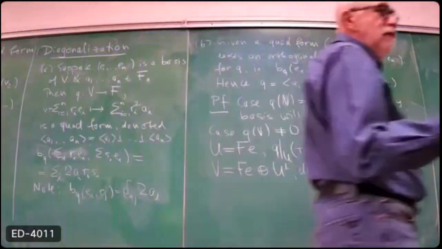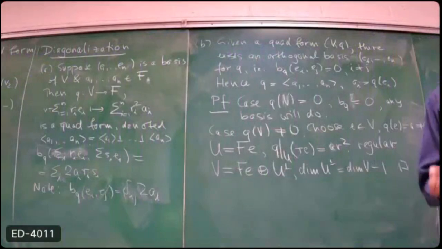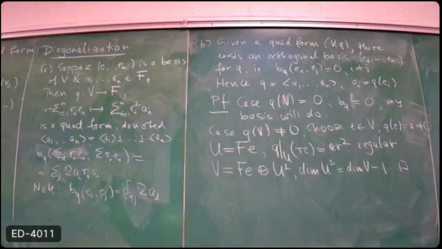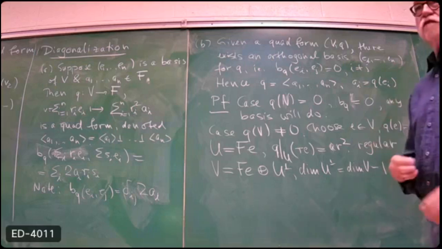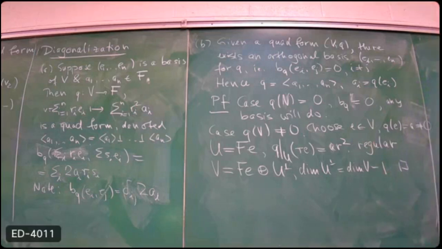And let me say it only works for characteristic not 2. It's not true in characteristic 2. However, for those who are interested in characteristic 2, you can prove that you don't have a general orthogonal basis, but you have a direct sum of at most two-dimensional spaces. So that is the subset.